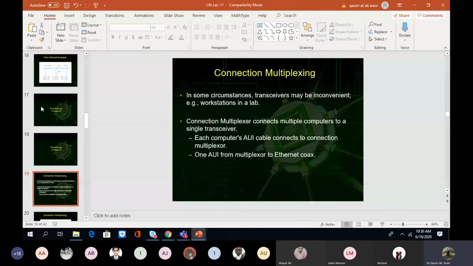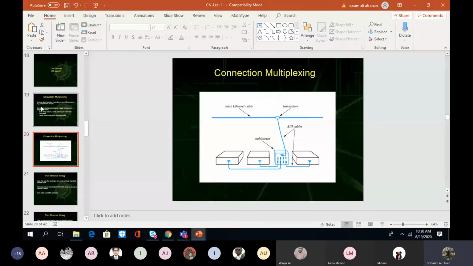To overcome this, we have a connection multiplexer, right? जो इस तरह से होता है, this is your thick Ethernet cable, right? You have a single transceiver over that particular medium, and these are your computers, and in between you have a multiplexer. Now this multiplexer is connected with your network interface card. The data is received at these ports of the multiplexer, and the multiplexer is connected with the transceiver with an AUI cable.